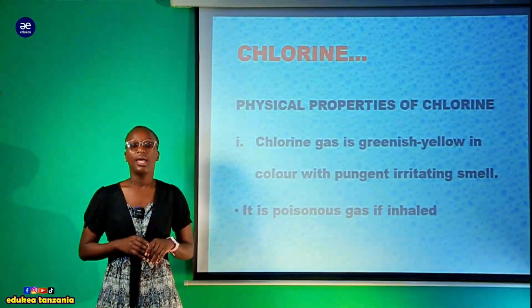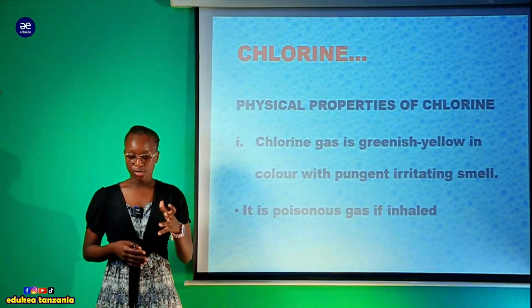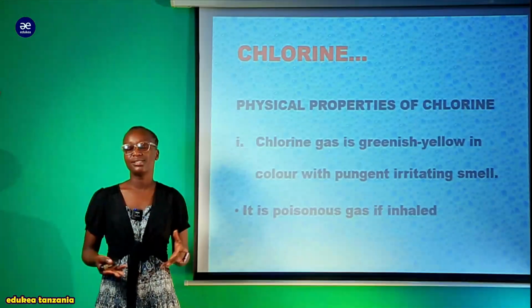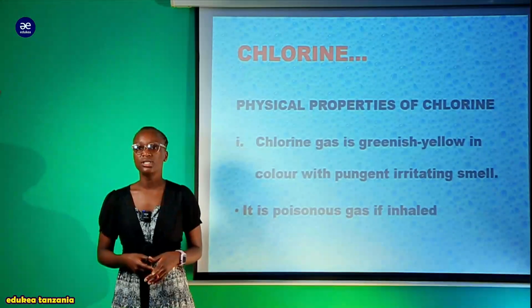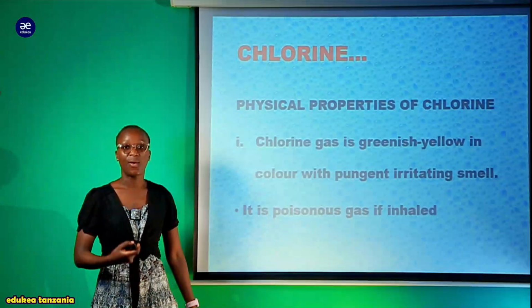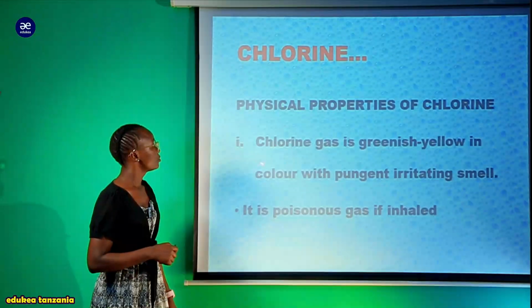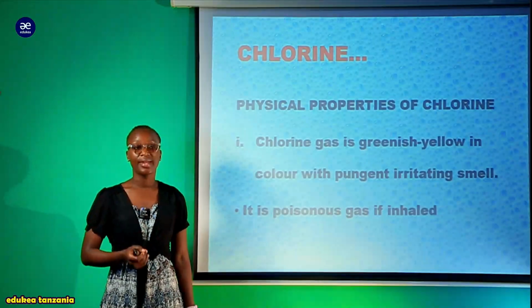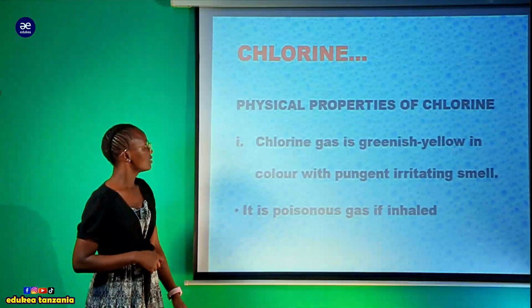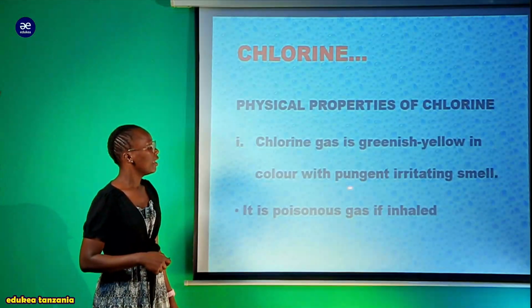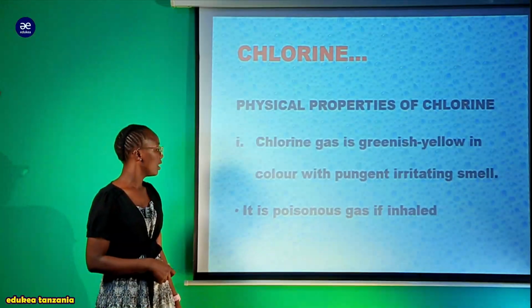So this is all about the concept of physical properties. Also the observation of melting point, boiling point, and so forth. Now simply let us start to see the different physical properties of this chlorine gas one after another. First one is chlorine gas is greenish yellow in color with a pungent irritating smell.